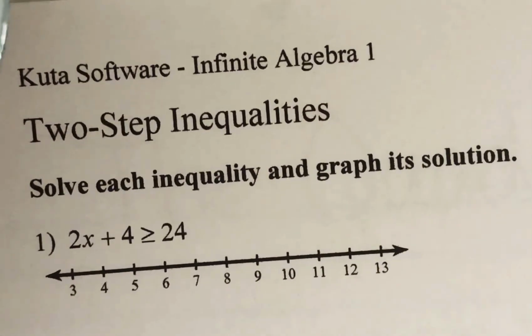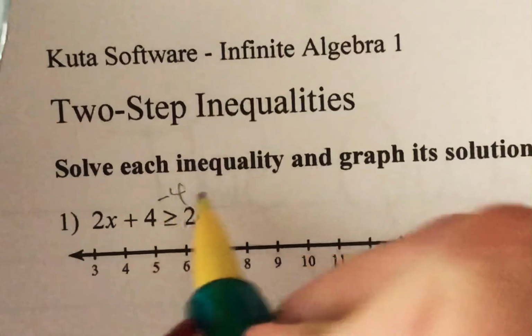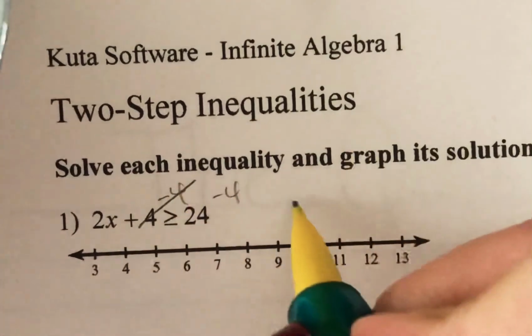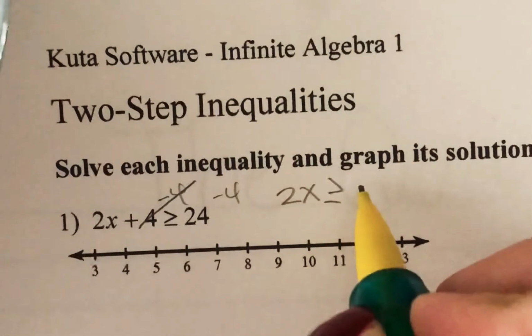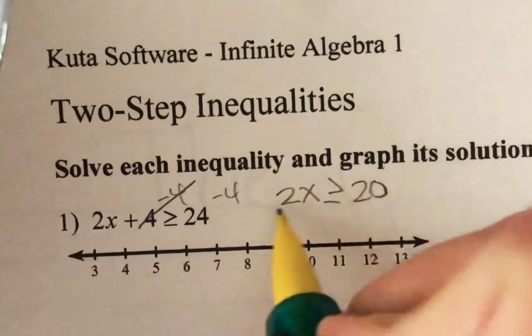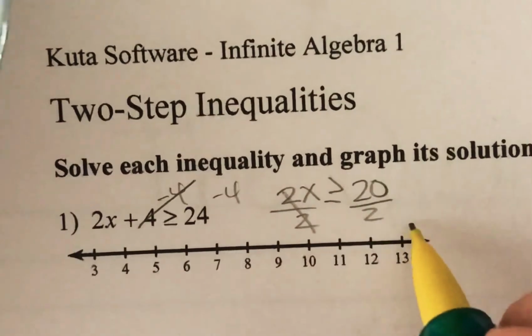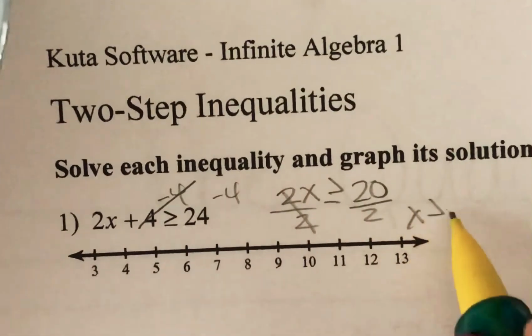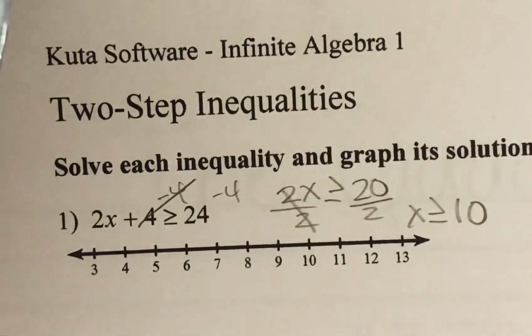And then now let's take a look at a two-step. So it's the same thing. You've done two-step equations. You're just going to solve as you normally would. So for number 1, we need to subtract 4, and then now we have this 2x is greater than or equal to 20. And then we're going to divide each side by 2. And now we know that x is greater than or equal to 10. And then that's what you're going to graph.